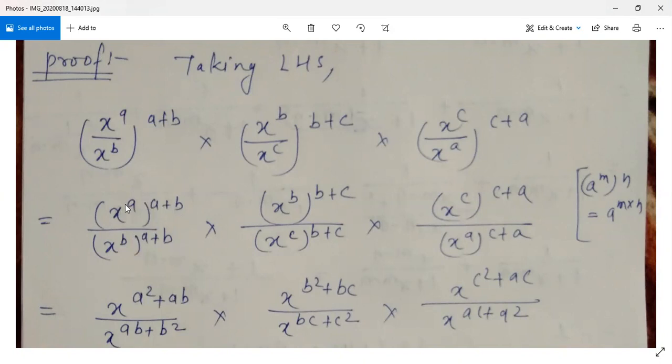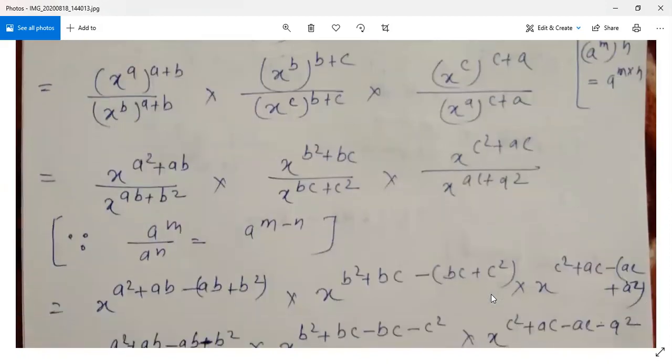Okay, this is multiplied, so this will get as a square plus ab. In the second part, it will be b square plus bc. In the third part, it is c square plus ac. In the denominator part, it is ab plus b square. See, it is written in the next step. This will be bc plus c square. See what I have written here. Okay, now in the last part, ac plus a square. So in this way, I have solved the next step.